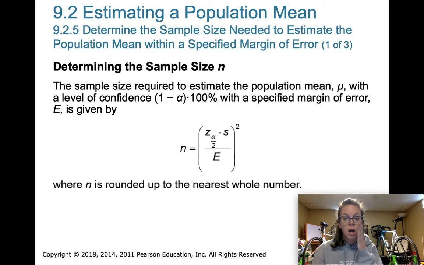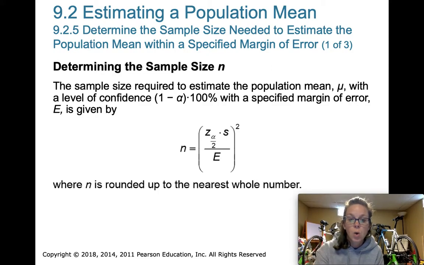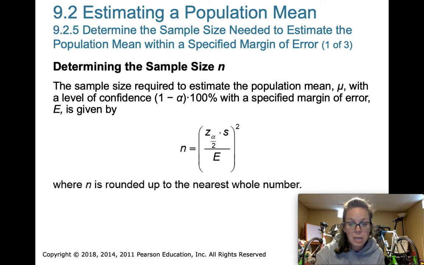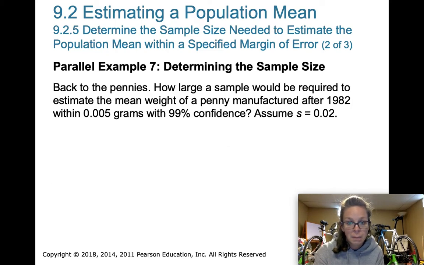All right, so now what about if we have already pre-decided I want to give myself this much wiggle room? How many people do I need to survey? How many pennies do I need to weigh? How big does my sample need to be if I want to give myself this much wiggle room? Okay, so we're trying to determine our sample size. Nice formula here, kind of messy.